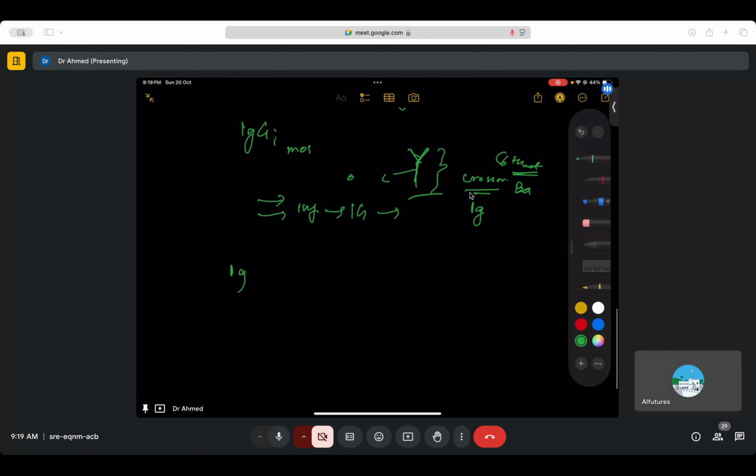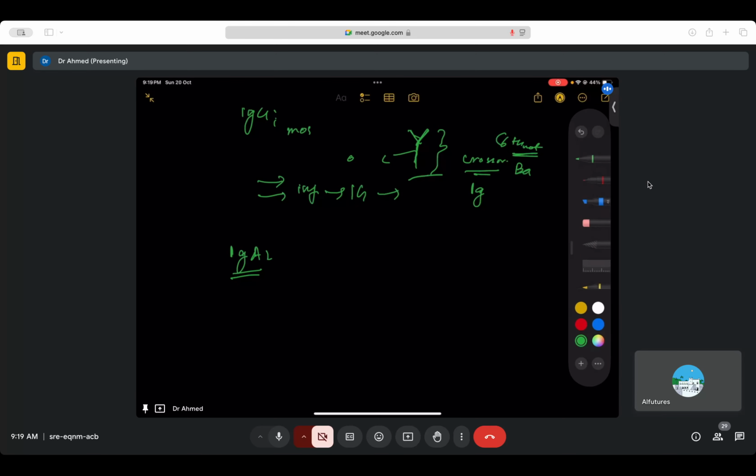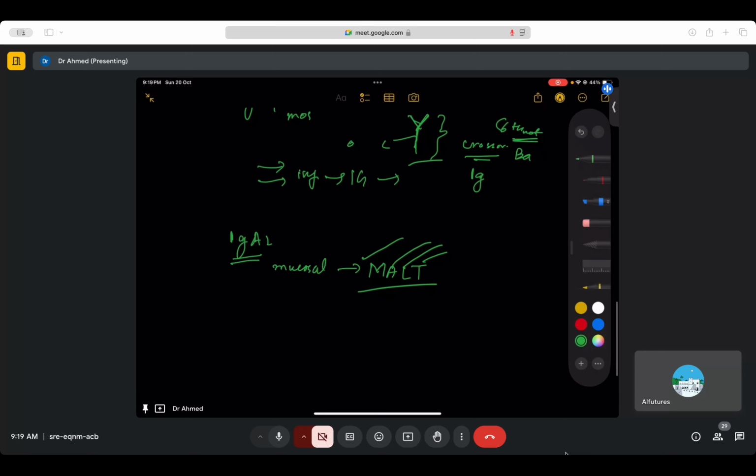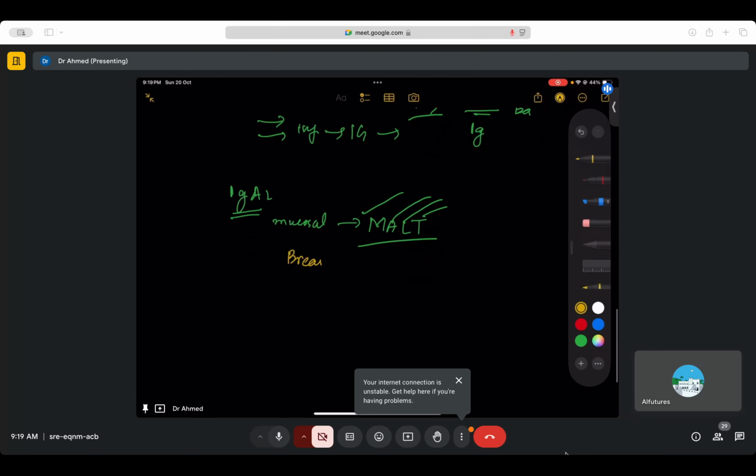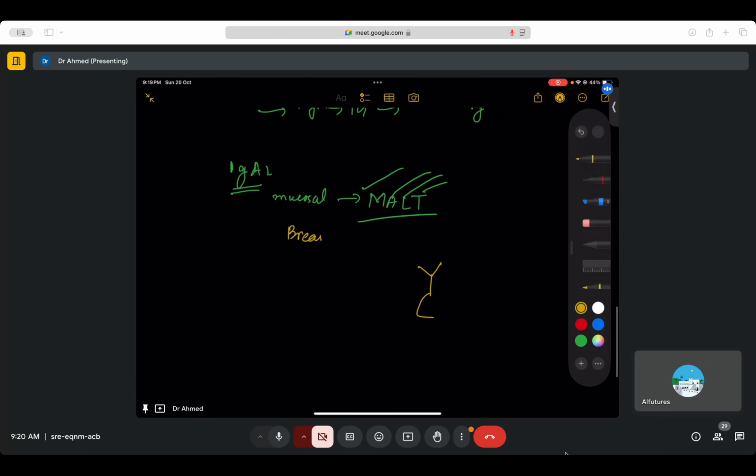Then we have IgA. IgA is going to provide immunity to which structures? Mucosal. Perfect. It's present in MALT. What is MALT? Mucosa-associated lymphoid tissue, the Peyer's patches which we have discussed. It's simply a fancy name for the Peyer's patches. It's also present in breast milk, right? And it's a dimer, attached via the J chain.